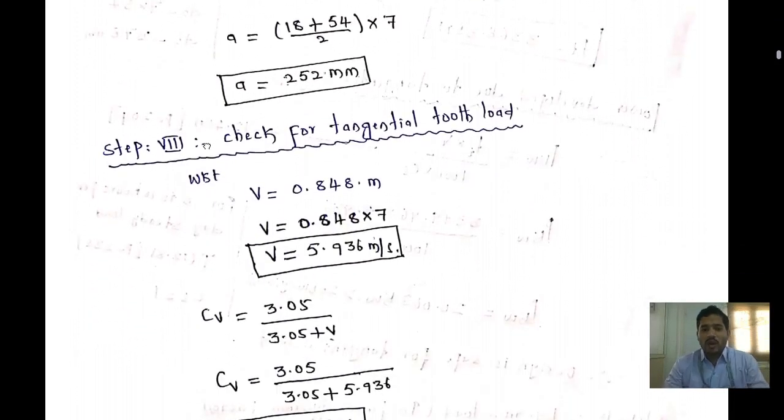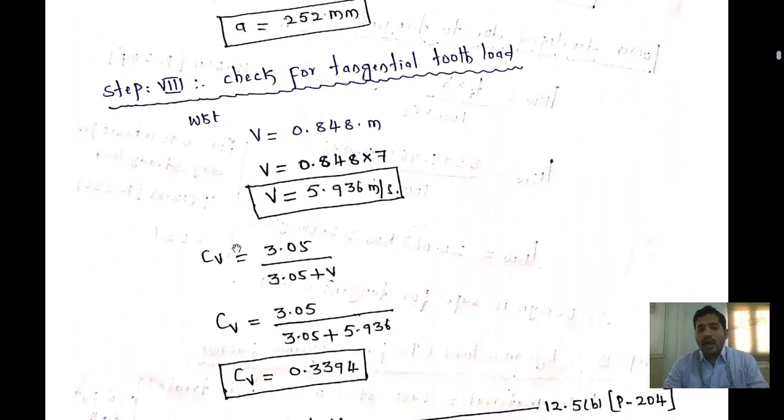After that, what do we need to find out? Here our intention is that we need to find out the value of the velocity factor. Okay dear, so for that reason we have to use the formula of the velocity factor: CV is equal to 3.05 by 3.05 plus V.